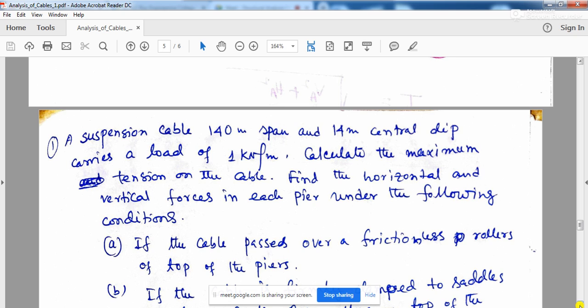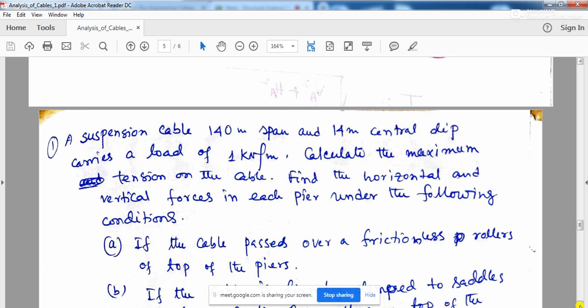So basically it is being said that whatever load is coming from the bridge deck is being carried by the cable. It is basically a UDL, a uniformly distributed load, and the intensity of the uniformly distributed load is 1 kilonewton per meter. So calculate the maximum tension on the cable. You will have to find out how much tension is getting generated in the cable.